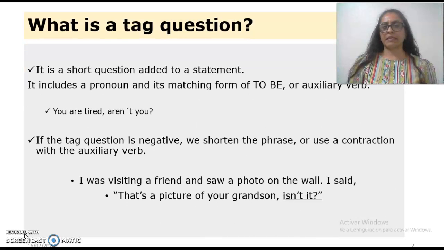What is a tag question? Well, it is a short question added to a statement. And you know the formula. It includes a pronoun and its matching form of to be or auxiliary.